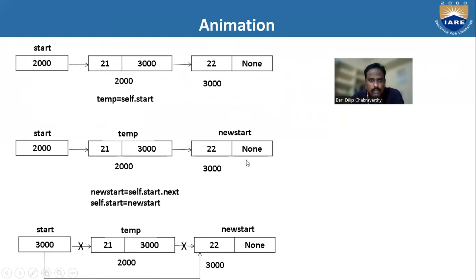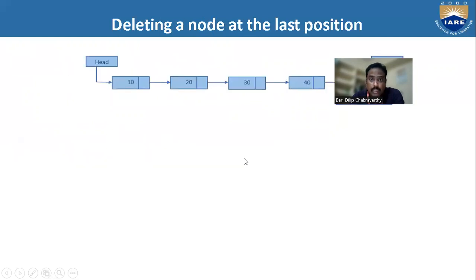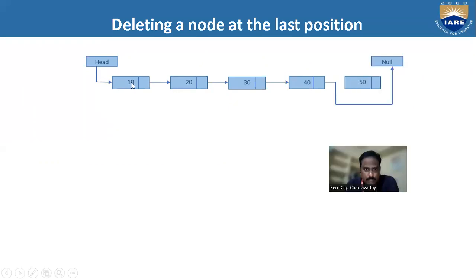Okay. Similarly, deleting a node at the last position. Last position means, see here: 10, 20, 30, 40, 50. Okay, for 40. In this list, we are having 4 elements: 10, 20, 30, 40. And here I am giving a null. Okay, this is the end of the list. So now I am trying to delete a node at the last position. This is very simple.